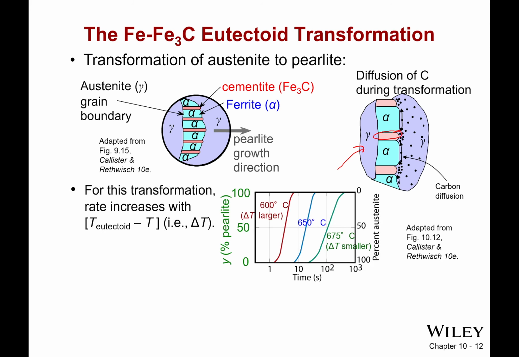Now, as I change my subcooling, I'm going to have a different amount of perlite each time. So right here, this is saying how much perlite has been transformed. So how much is my austenite transformed into this perlite? Perlite is this repeating structure of ferrite and cementite.